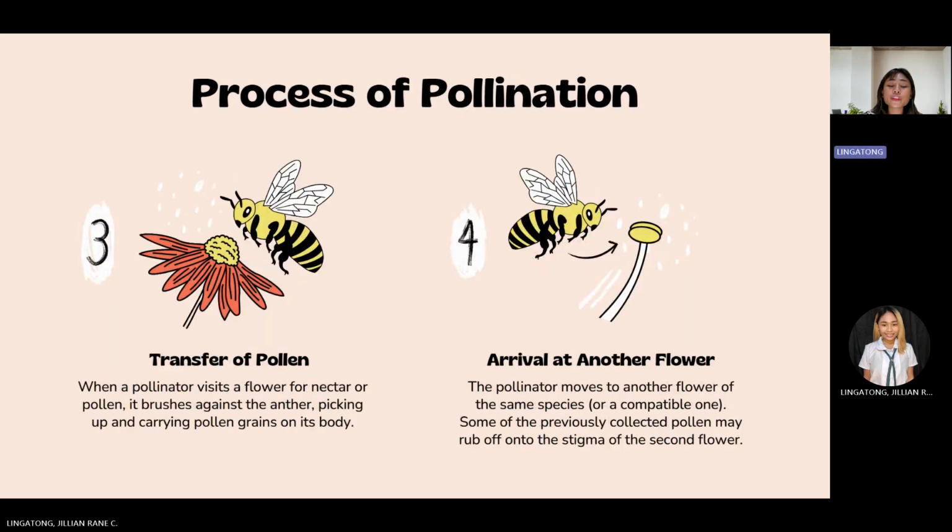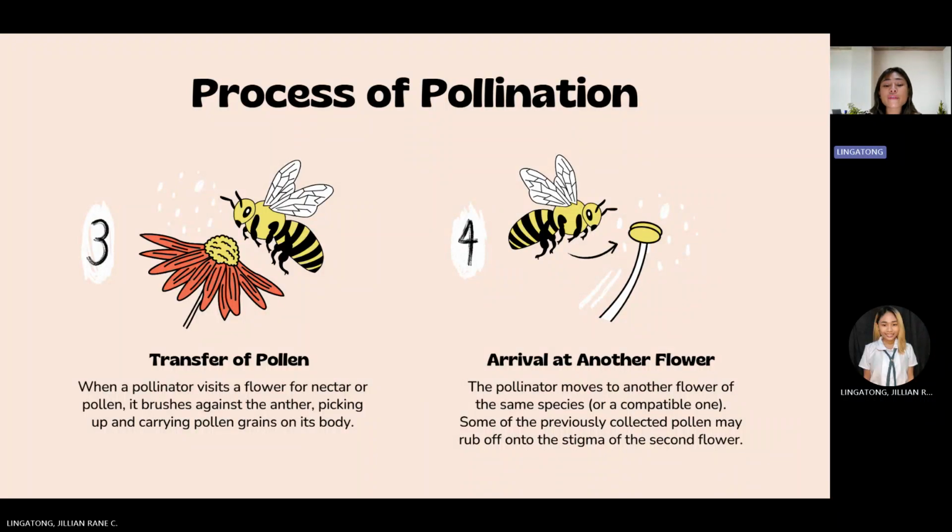Third step, transfer of pollen. When a pollinator visits a flower to collect nectar or pollen, it inadvertently brushes against the anther, picking up pollen grains on its body. This step enables the pollen grains to be transported away from the original flower.